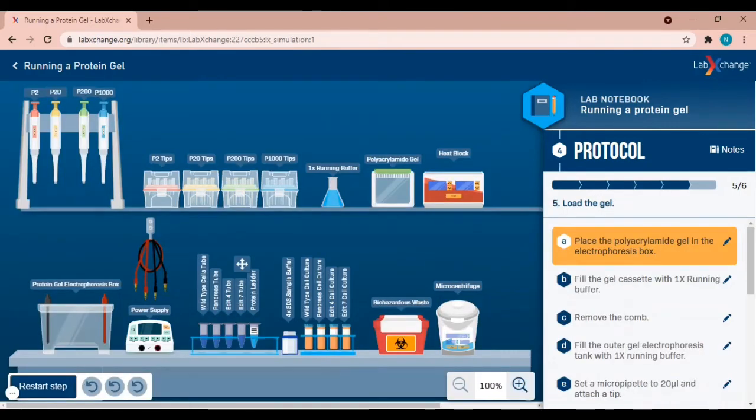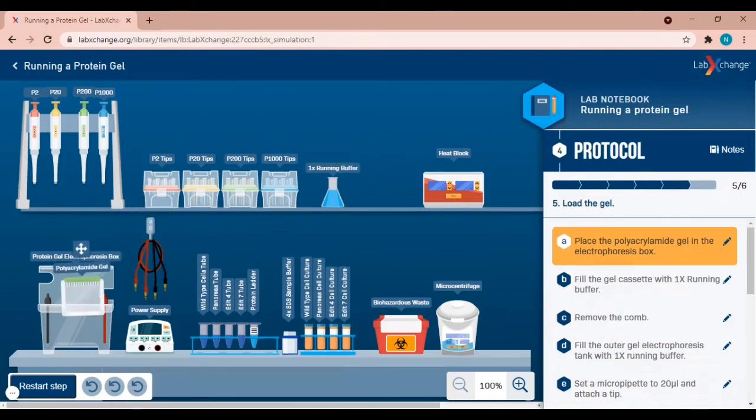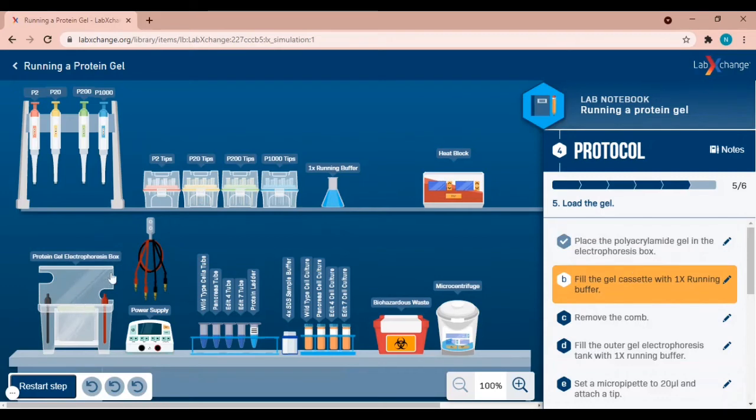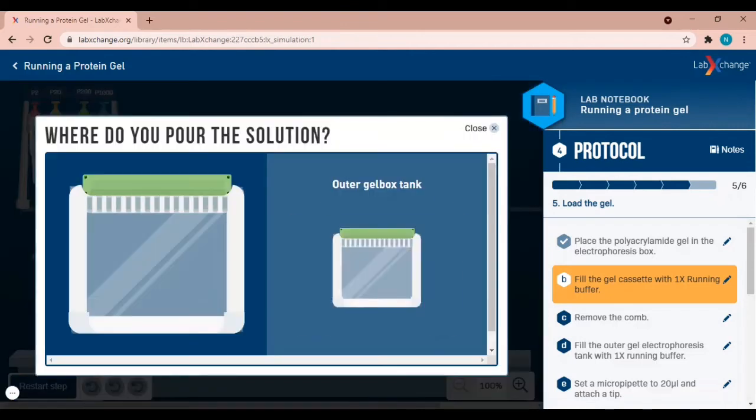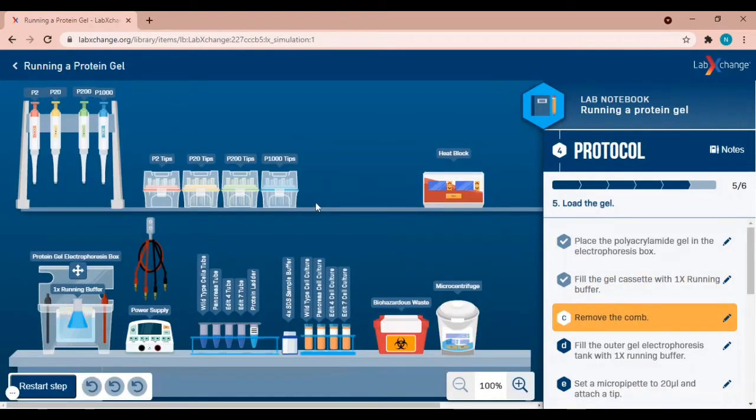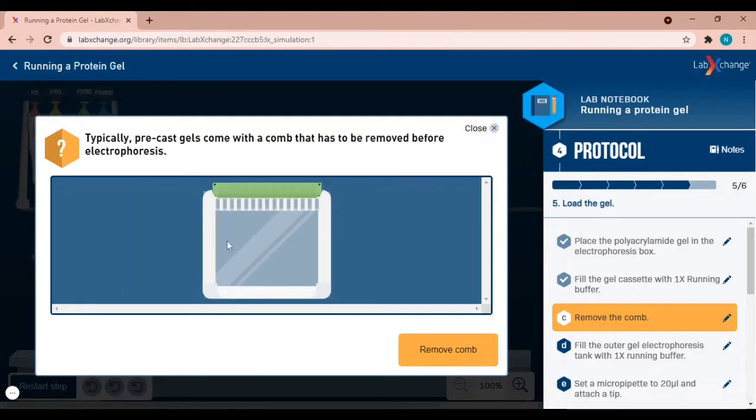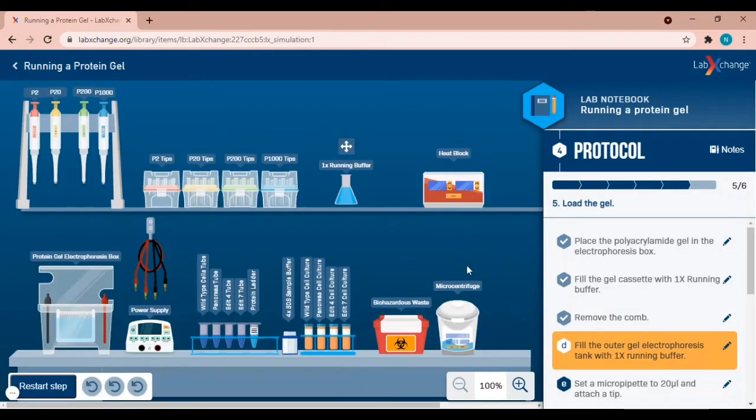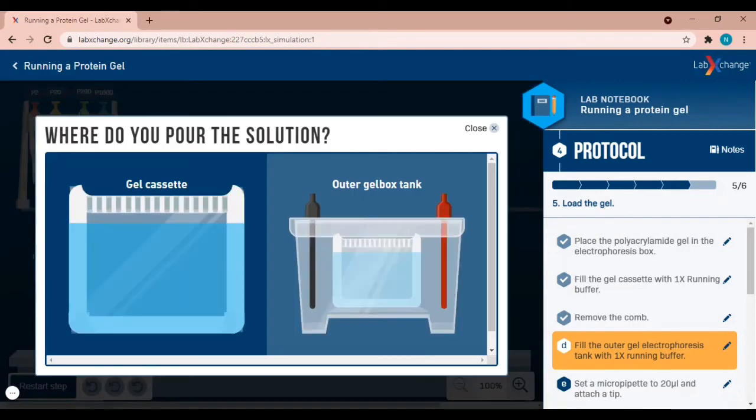Close the lid and next, load the gel. First, place the polyacrylamide gel in the electrophoresis box. Then fill the gel cassette with 1 times running buffer. Make sure it is in the gel cassette and remove the comb. Typically, precast gels come with a comb that has to be removed before electrophoresis. Okay, remove the comb. And fill the outer gel electrophoresis tank with 1 times running buffer.